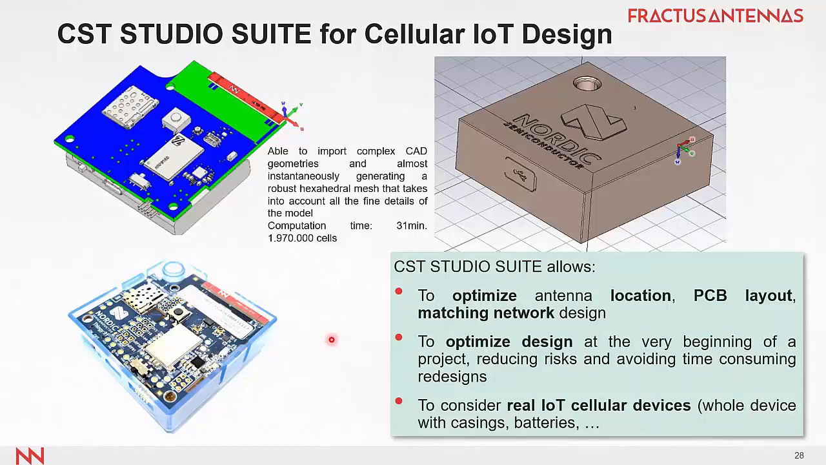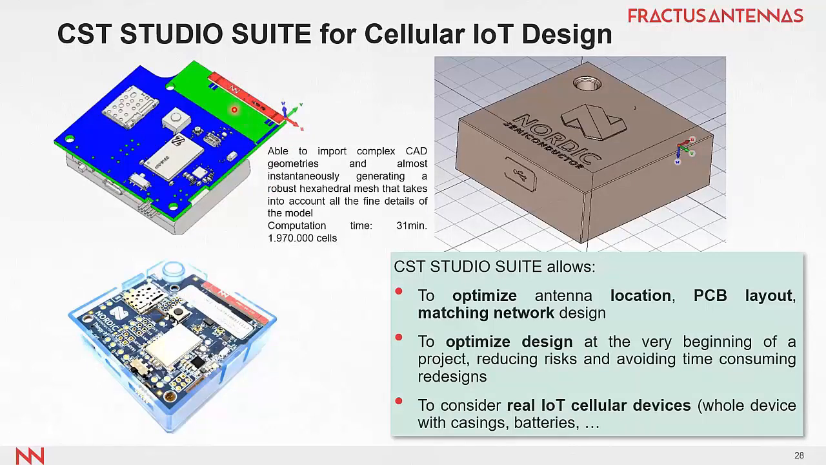So this is useful because CST is not only useful for generating designs from scratch at the conception phase, if you are designing IoT devices from scratch, but also if you are designing IoT devices and you want to go to production, because we can handle many things. So we can optimize at the very beginning the antenna location, because it's very important at the very beginning of a project to handle the antenna location.